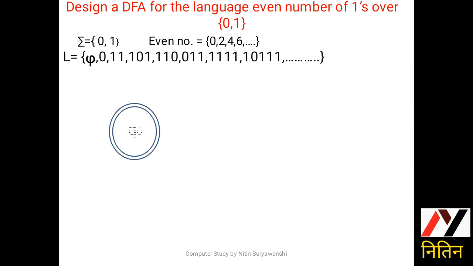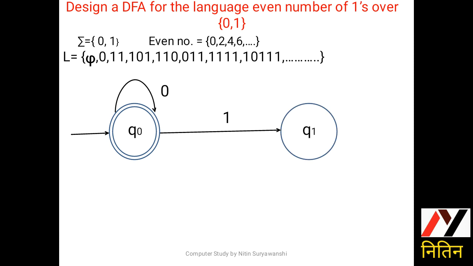So first take the initial state, and the initial state is a final state, because epsilon is a part of our language. It means that without taking any input, we go to the final state: 0 ones, 0 zeros. Then if we get a single 0, that string is also accepted, because it contains 0 ones. After that, if a single 1 comes, the machine changes the state, because a single 1 is not accepted. So here Q0 to Q1 is the next transition for 1.